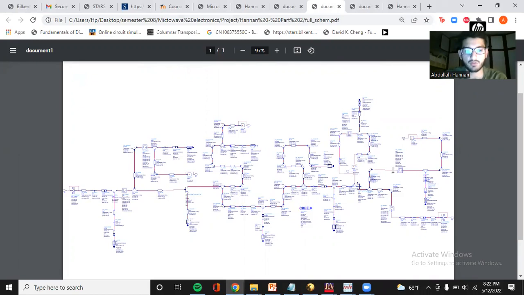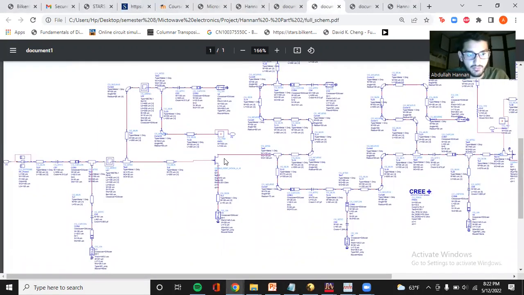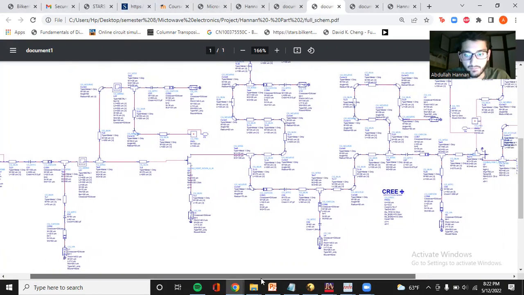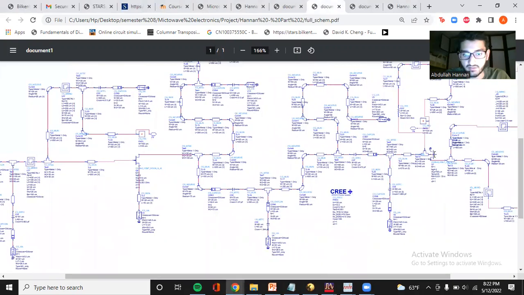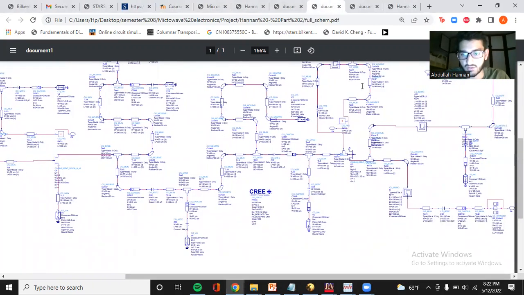After doing the design with the ideal components, the components were then replaced by real components from the Cree's library. This is the whole schematic after all of the components were replaced. This is the transistor of the first stage, and to the left we have our input matching network, and on top this is the biasing network. This is the second stage, and in between we have our interstage matching network. This is the bias network of the second stage, and this is the output matching of the second stage.